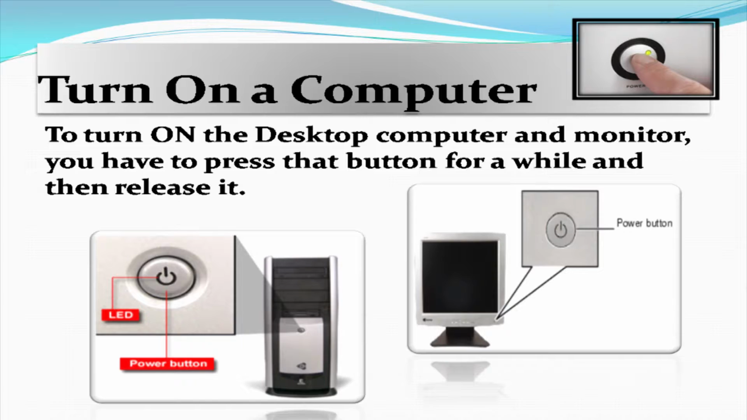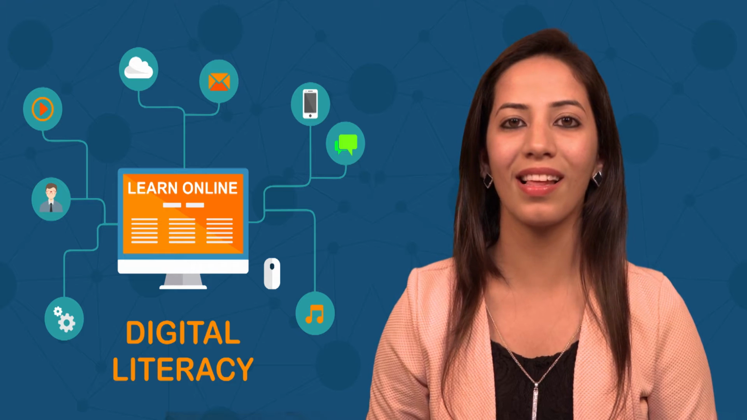So first of all, turning on a computer. As in the picture shown, you can see there is a round button. This is a power button. To turn on the desktop computer and monitor, you have to press that button for a while and then release it. Similarly, in the case of laptop, you have to press that button for a while and then you can release it.